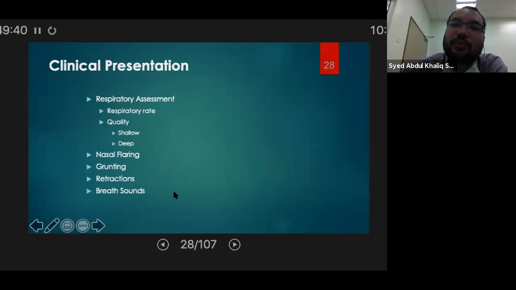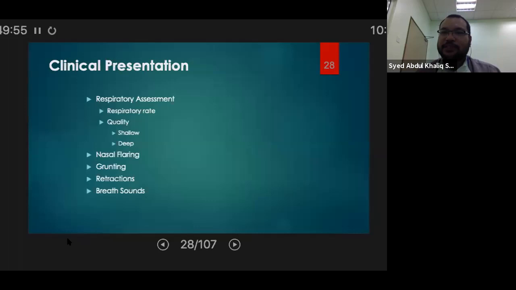Nasal flaring, kembang kencur hidung. So nasal flaring is also a good sign of respiratory distress. Grunting, as we've shown before, bunyi itu. The child is trying to increase the intrathoracic pressure untuk open up the lung, kurangkan fluid dalam lung, sebab bila increase intrathoracic pressure tu, dia akan push fluid into the interstitium and goes into the lymphatics.